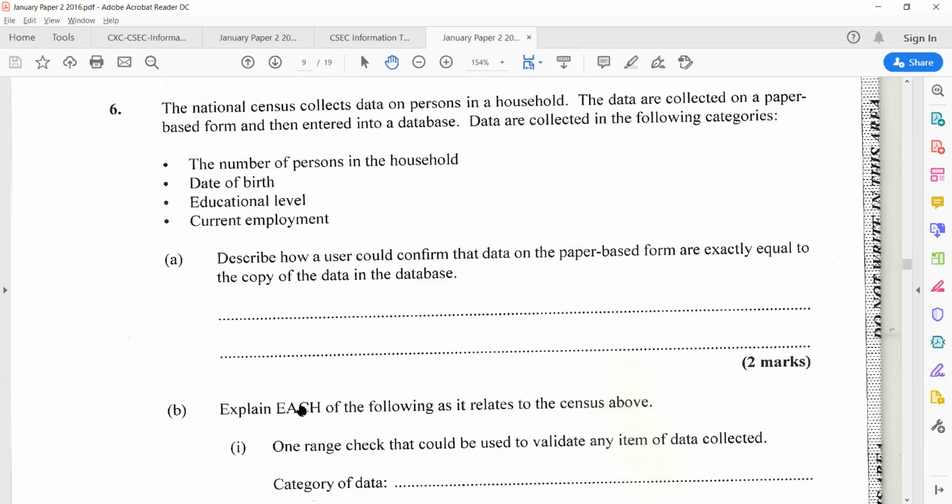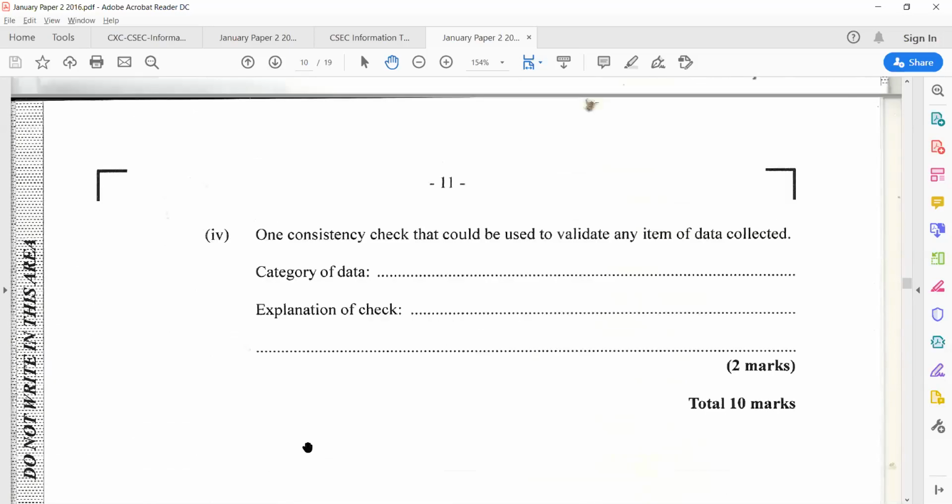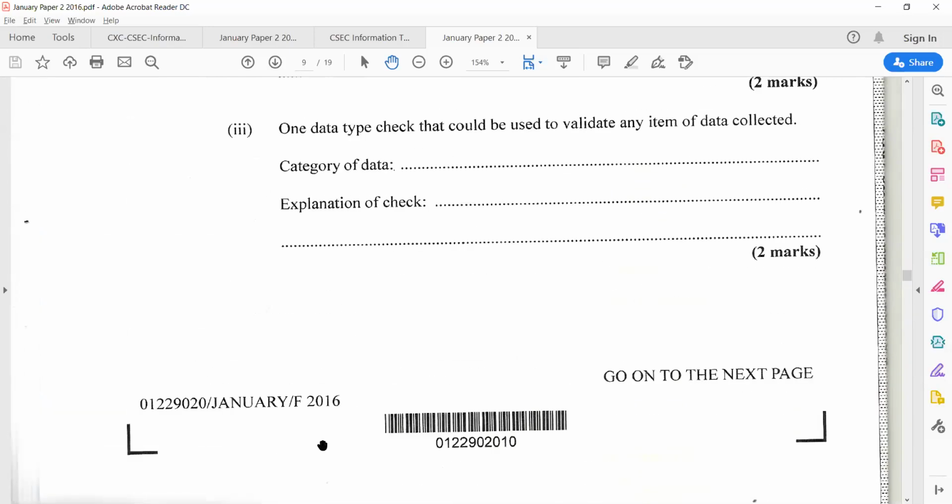Date of birth, that could be a data type check too, numeric data. But then you have the forward slashes or dashes separating the data, that could be kind of ambiguous. Educational level could be a combination of text and numbers, and same as employment could be. So the most suitable answer there would be number of persons in the household. And to explain that check, you could ensure that the data that is entered is numeric. All right, so that will be the answer for data type.